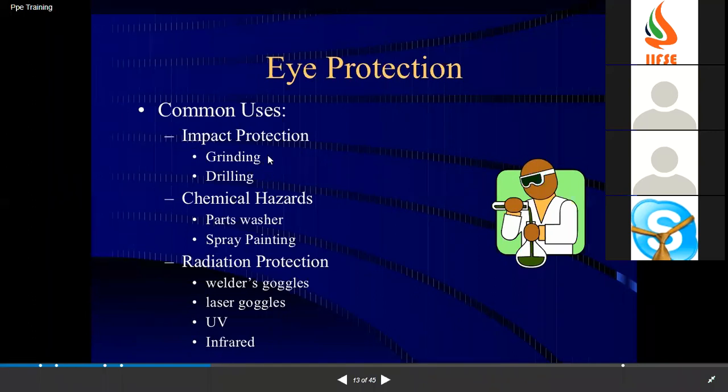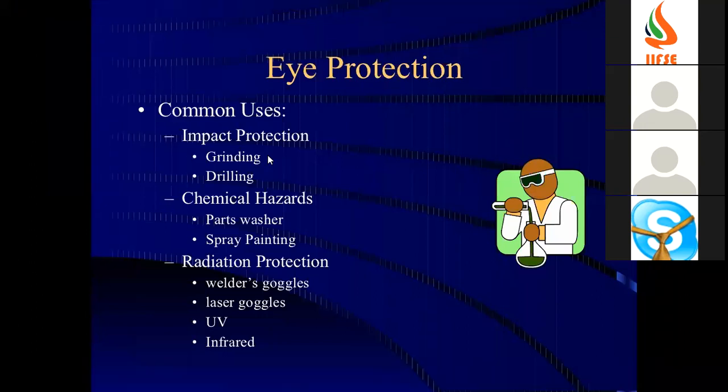So what happens during grinding and drilling? What is the main hazard? Material may fall into the eye. Yes, that is why we have impact protection. Tips, flying abrasive, flying objects, foreign objects. Yes, and splinters also, sir. Yes, that's the accurate answer. That's very nice.